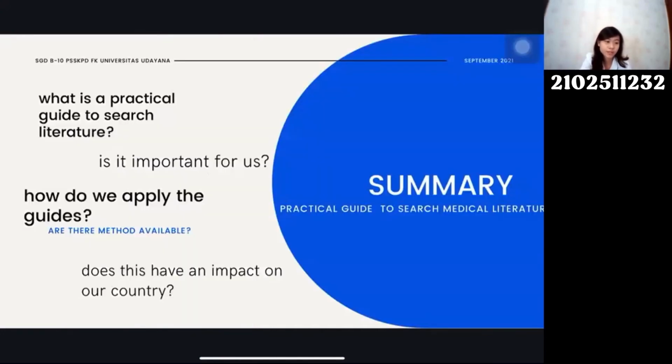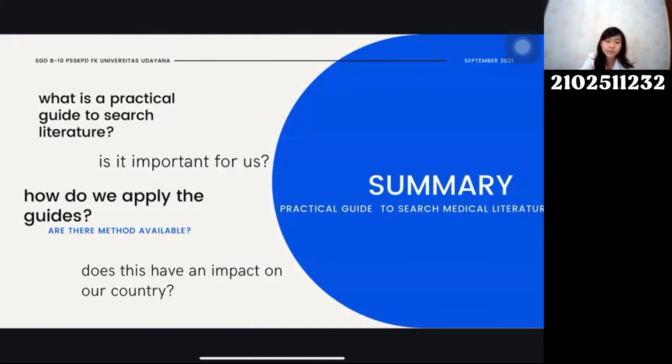And here is the point that should be highlighted in the summary of the Practical Guide to Search for Medical Literature. The first one, what is a practical guide to search literature? Is it important for us? How do we apply the guides? Are there methods available? And does this have an impact on our country?